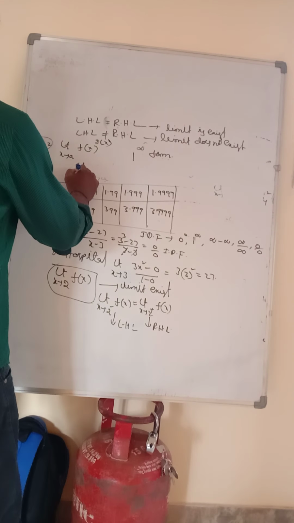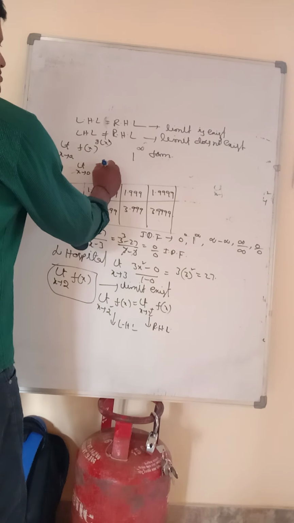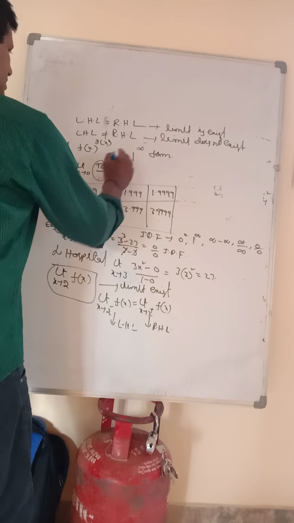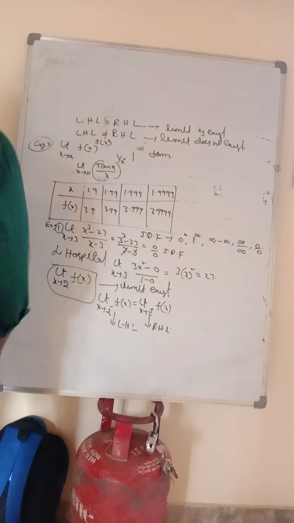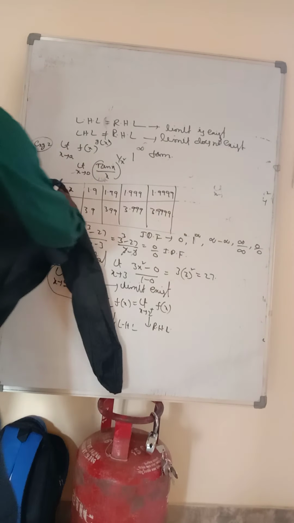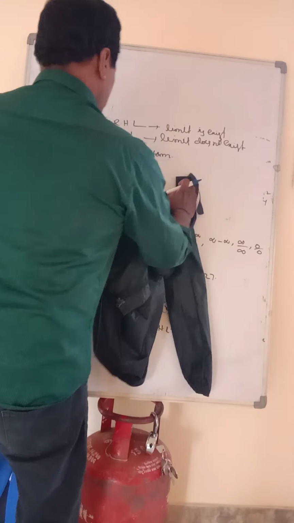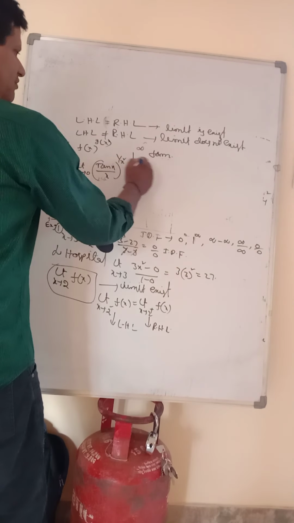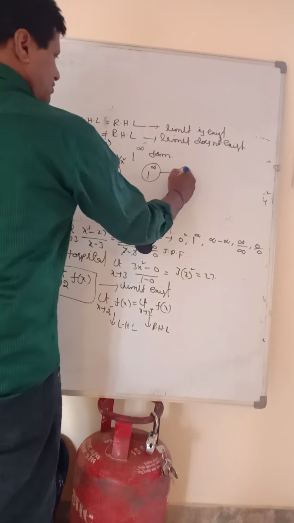Limit x tends to 0, (tan x by x) whole to the power of 1 by x square. If a problem is like this, what is the answer for this? How to do this problem? First, what is the form? Limit x tends to 0, tan x by x is 1, and 1 by 0 is infinity. This is 1 to the power of infinity form.